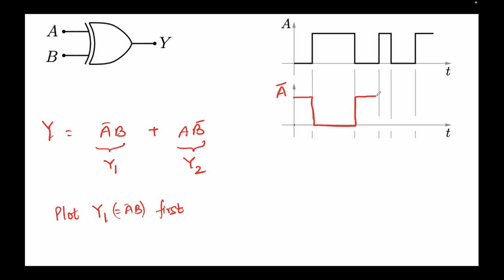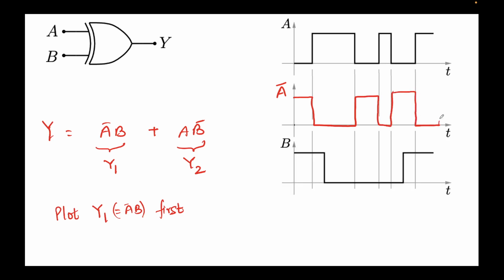This becomes high, again low, and then A is 0, so A bar becomes high, and then we obtain the graph of A bar like this. B is given to us, and finally I'll plot Y1, which is A bar B. A bar B means the AND of these two. So 1 times 1 is 1, so it will be high till here. But A bar goes 0, so the whole output will go 0.